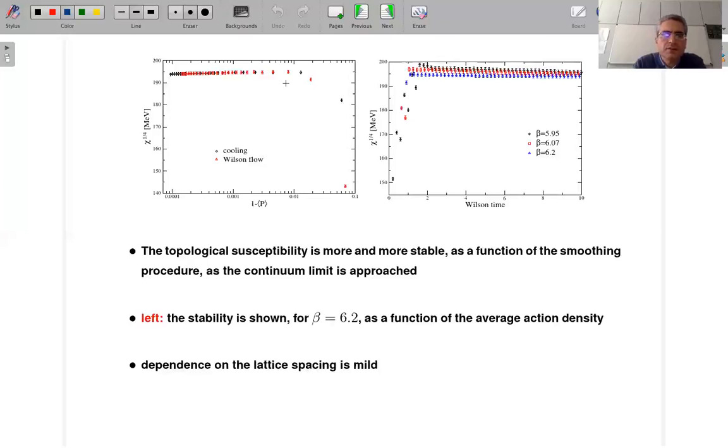You can see it also from the point of view of the action density. In this plot on the left, on the horizontal axis, we have 1 minus the average plaquette, which means that on the left you are moving towards a zero action. You can see that also in this case, you are minimizing the action, and the topological susceptibility is more or less stable. It's reaching a finite value, which corresponds to this plateau. Okay.